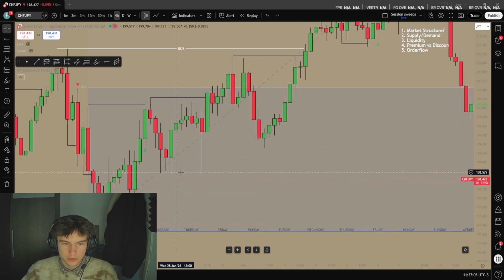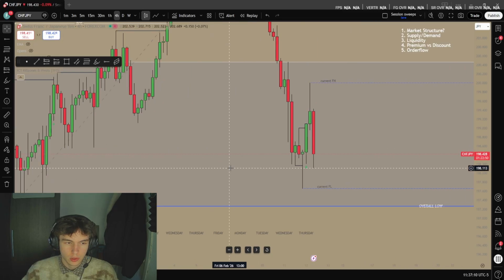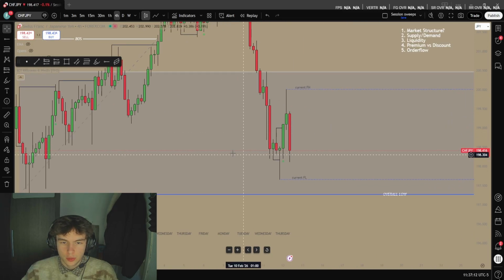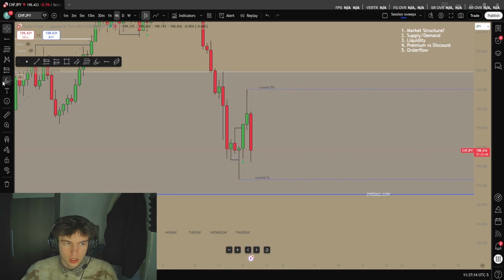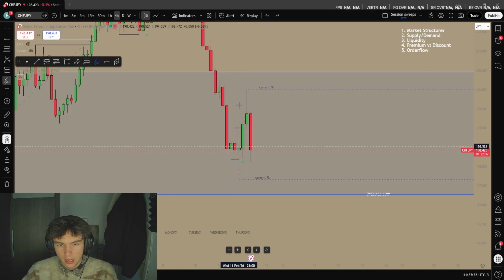You can see these are fairly equal to each other. They didn't sweep out each other. So that's very important. You can clearly see how price reacted from them. So now, because we had this fractal break, we're going to be looking. We put in a high, low, higher high.